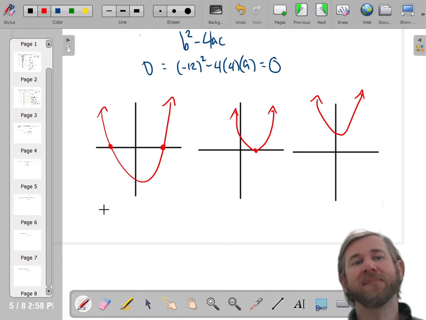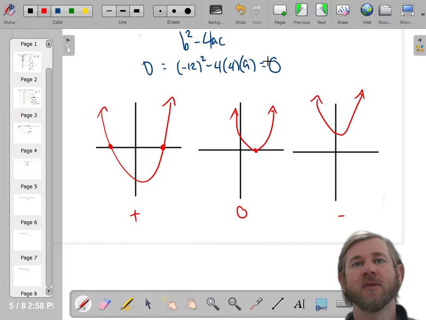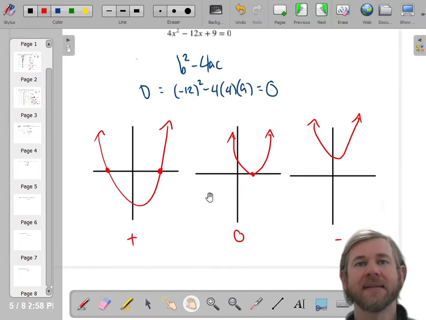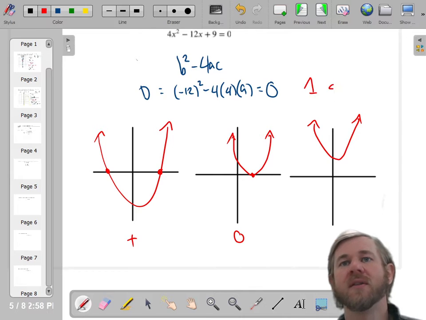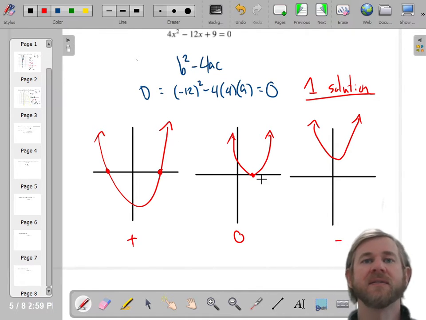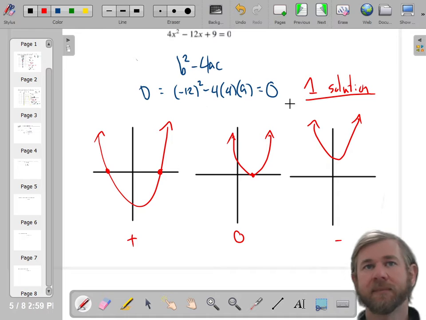If the discriminant is positive, then you'll have two solutions. If the discriminant is 0, you will have one solution. And if the discriminant is negative, there will be no solutions. So in this problem, since the discriminant is 0, that's this case, that means the vertex is on the x-axis, there is one solution. So it's either positive, 0, or negative, and depending on what it is, you know what the graph's going to look like, how many solutions there will be, how many x-intercepts there will be.